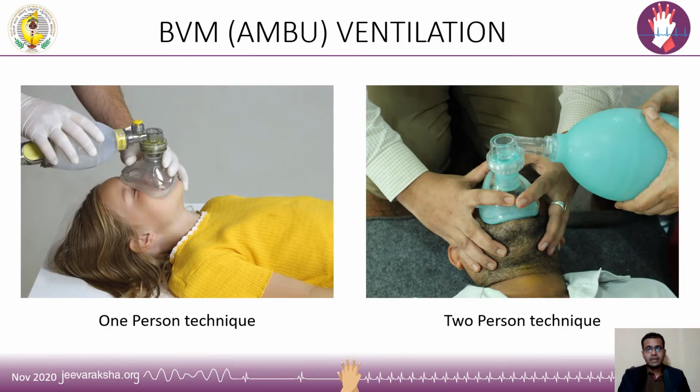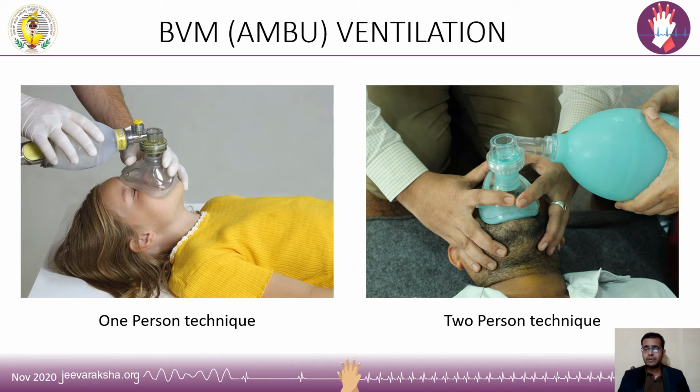When you are doing a bag mask ventilation, there are two techniques which can be used: the one-person technique and the two-person technique. In the one-person technique, as the name suggests, there will be a single rescuer. The same person will hold the mask and bag mask the patient. The two-person technique is mainly used in obese patients, patients with a large face, or where the rescuer's hands are very small.